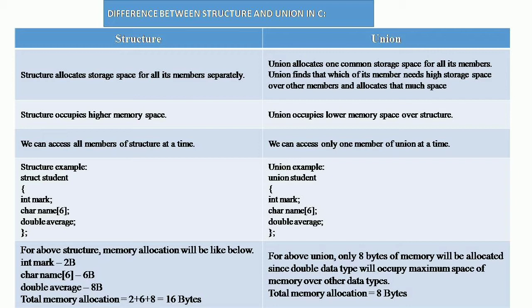Structure occupies higher memory space. Union occupies lower memory space compared to structure. Then the third point: we can access all members of a structure at a time.